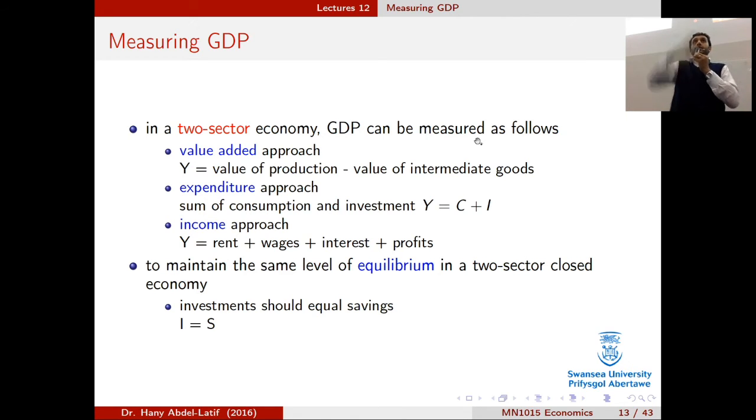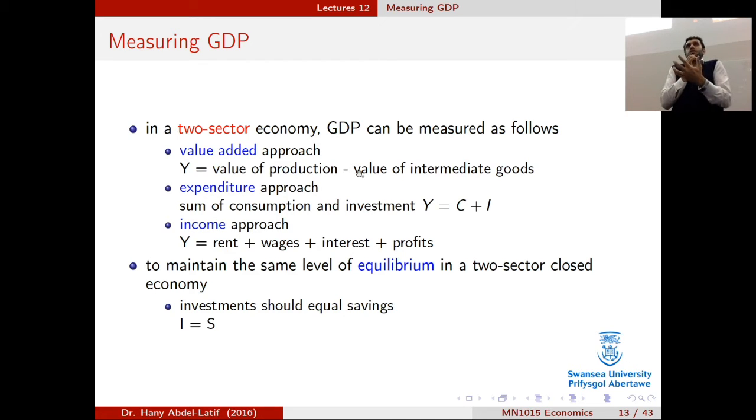So you look at Y, this is the value of the goods and services. And we remember, we look only at the final goods and services, so we don't look at the intermediate goods. So that's the value added approach, which is the value of production minus the value of intermediate goods. Or we could look at the expenditure approach.